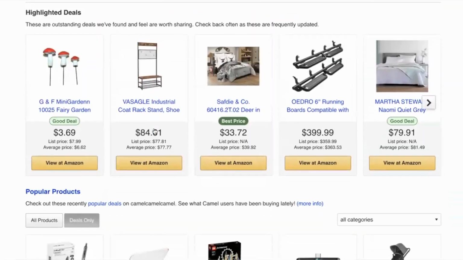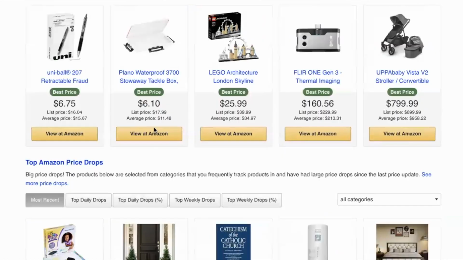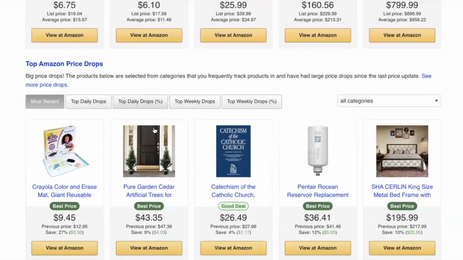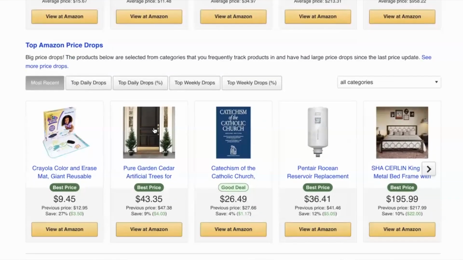It does a pretty doggone good job of doing that, guys, even in the midst of the incredibly busy Christmas season when prices are changing like, I don't know, every hour or something like that. It also shows you their popular items and their biggest drops in price. Camel, Camel, Camel has tracked prices pretty accurately for me.